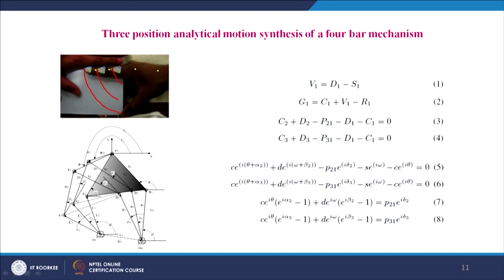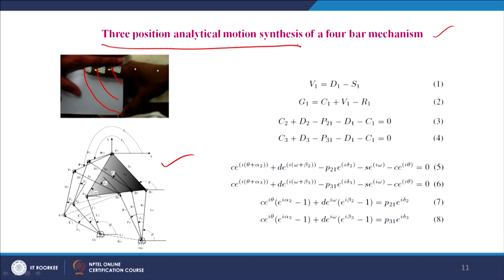Now, coming to the major part of the methods, which is the 3-point analytical motion synthesis of a 4 bar mechanism. As can be seen here, due to that motion, that is the flexion extension motion of the index finger, we have 3 desired trajectories: one by the proximal phalanx, the other by the middle phalanx, and then the third by the distal phalanx of the index finger. Having these trajectories, we are going to generate the 4 bar mechanism based on the 3 position analytical motion synthesis method.